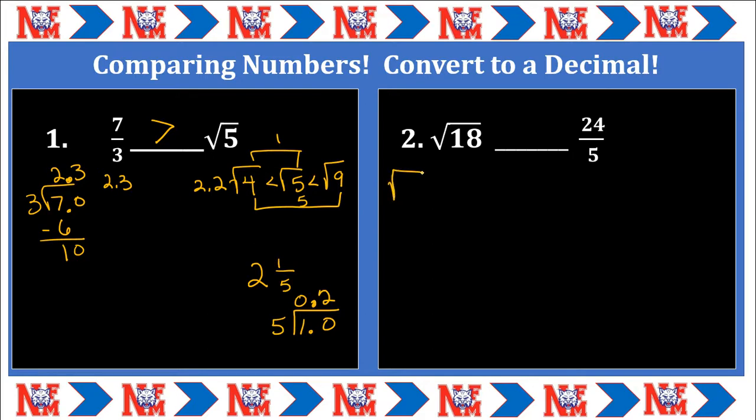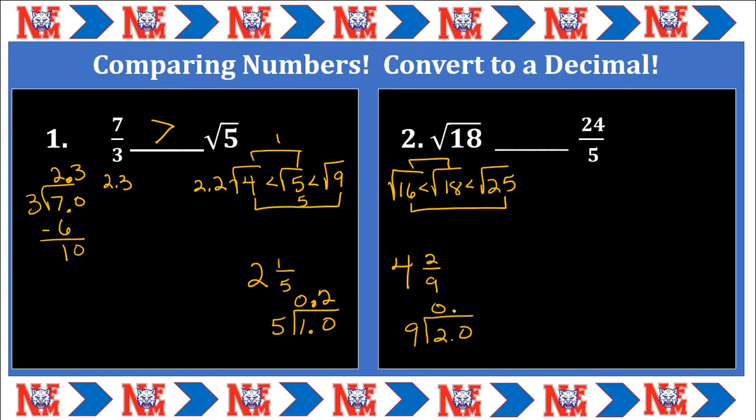Okay, the square root of 18. So 18 comes between the 16 and the 25. So we're going to have 4 point something. From 16 to 18 is 2, and from 16 to 25 is 9. We're going to divide 9 into 2. 9 into 20 goes 2 times. And we would have another 20, so it'd be 0.2 repeating. So the square root of 18 is about 4.2 repeating.